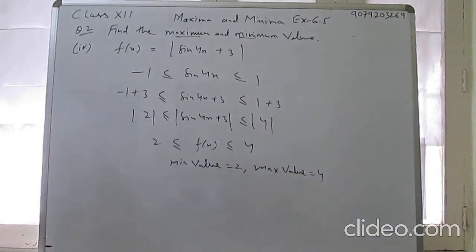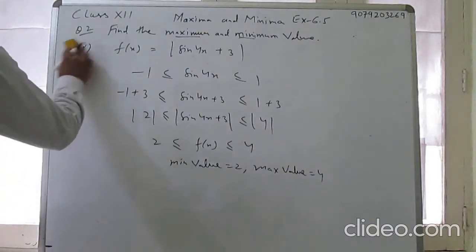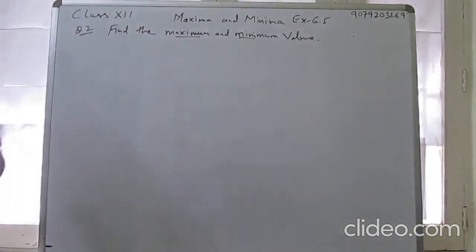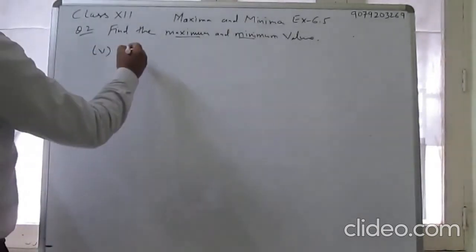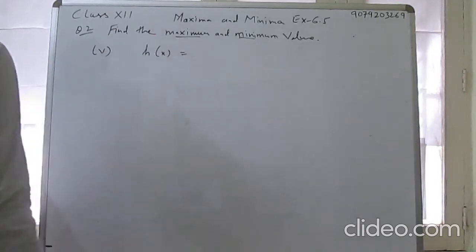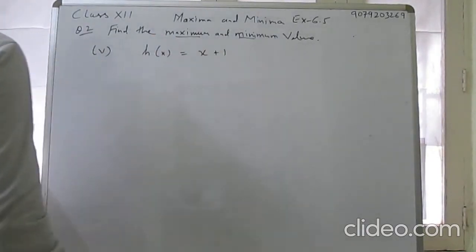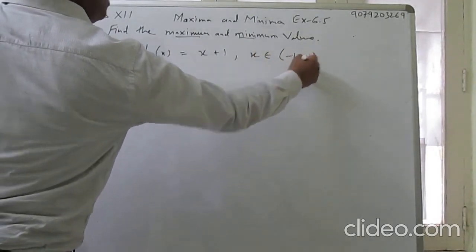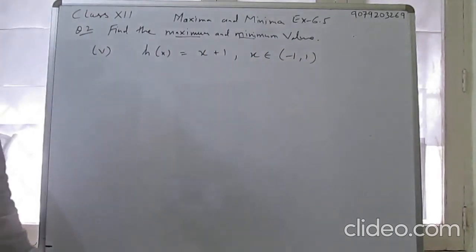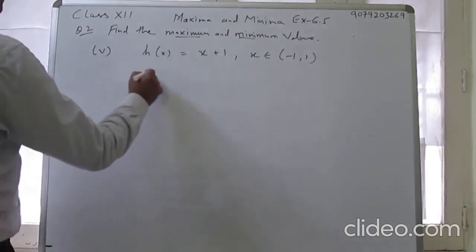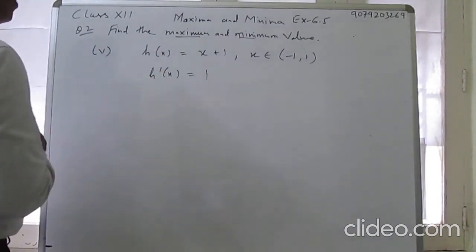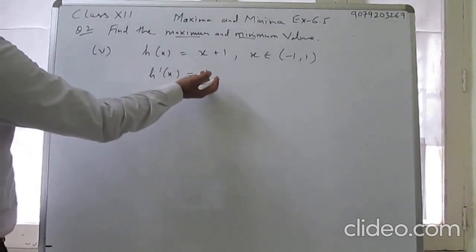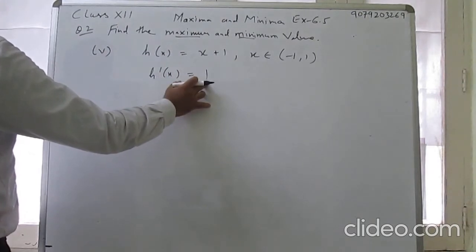Now I will take the fifth part. Now fifth part is h(x) is equal to x plus 1 and x belongs to minus 1 to 1. Now h dash x. What is h dash x? It is equal to 1. Now h dash x is not equal to 0. It is positive. So h dash x sign does not change.